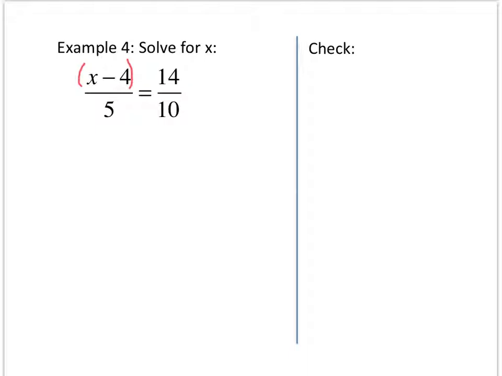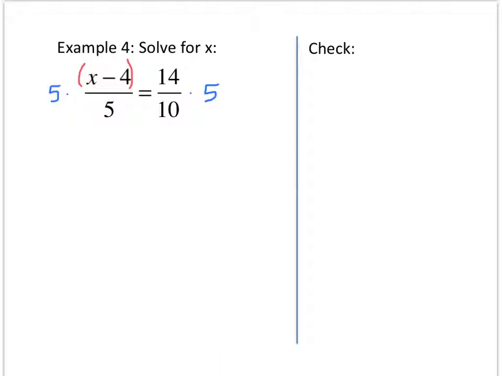So again, that implied set of parentheses on the top around the x minus 4 means that the first thing we actually want to do to this equation is deal with the division, which means that I'm actually going to multiply both sides of the equation by 5. I'm going to deal with that division, and the division I see in this fraction bar, by multiplying both sides.